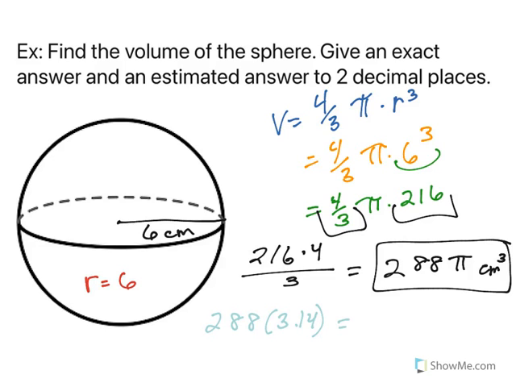And 288 times 3.14 will give me a volume of 904.32. And again, we are talking about cubic centimeters. So make sure when you are dealing with operations and the symbol pi, make sure you're paying attention to how the answer is needed. Do you need an exact answer? Do you need it rounded? Make sure you're paying attention.